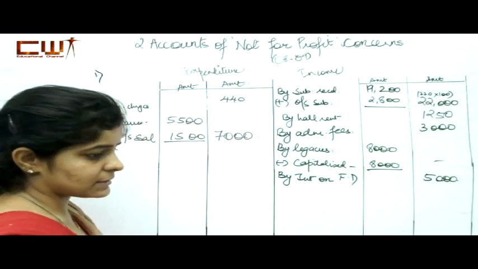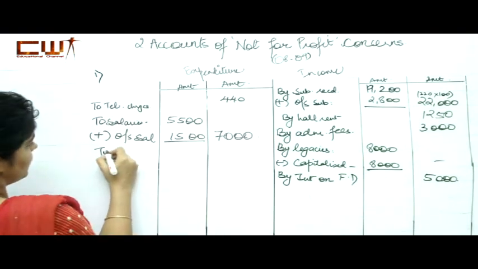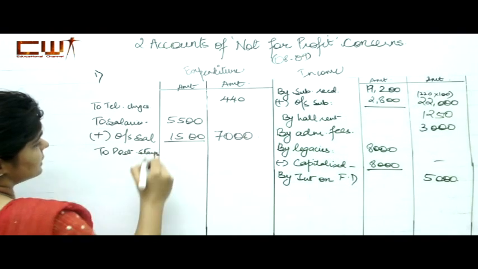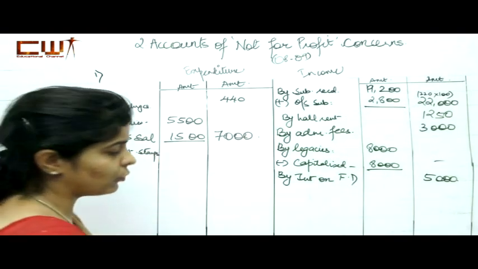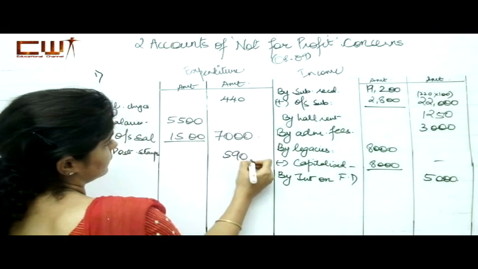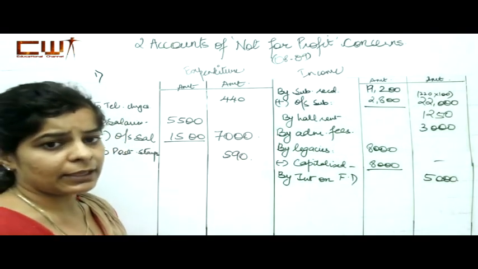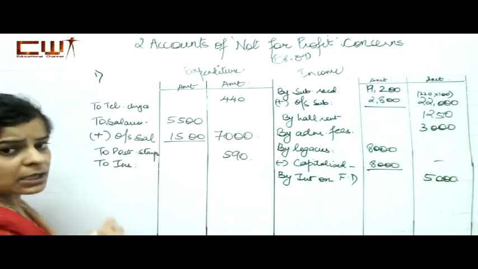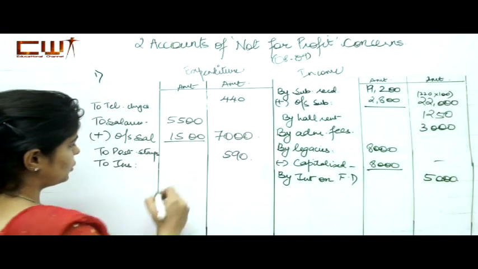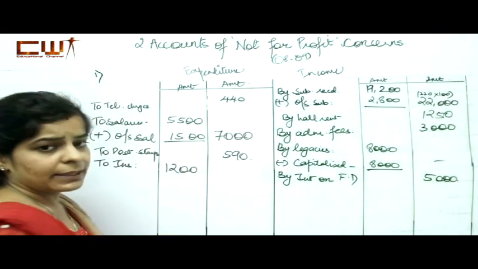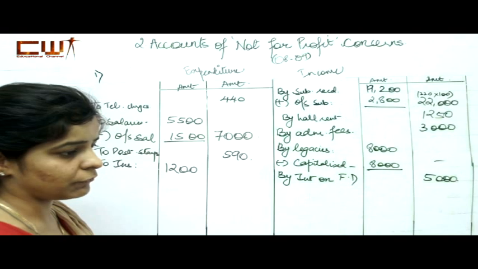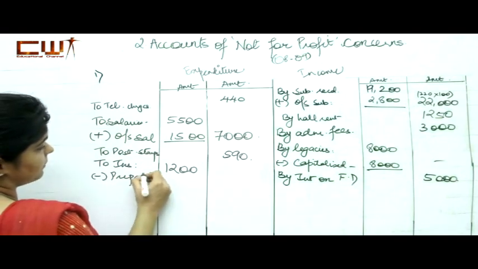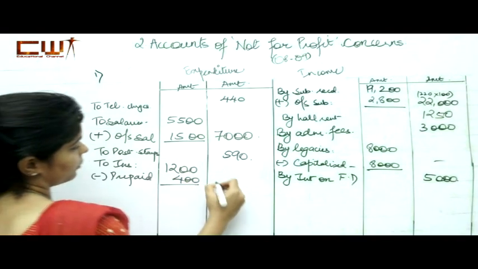What next thing they have given to you? Postage and postage stamps. To postage stamps. How much postage stamps they have given to you? 590. Right? 590. Then they have given insurance. To insurance. How much is the insurance that's given to you? 1200. Right? They have given the prepaid insurance also in the question, 400. So whatever is prepaid is subtracted. How much? 400 is subtracted. What is the final figure?